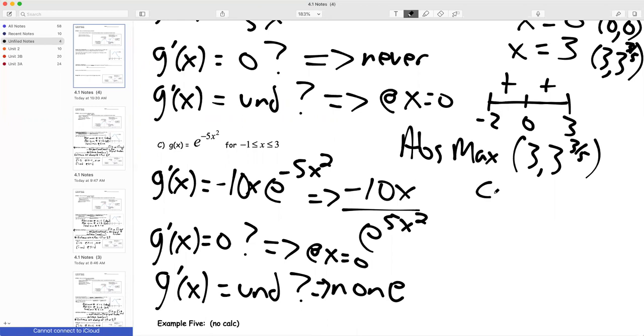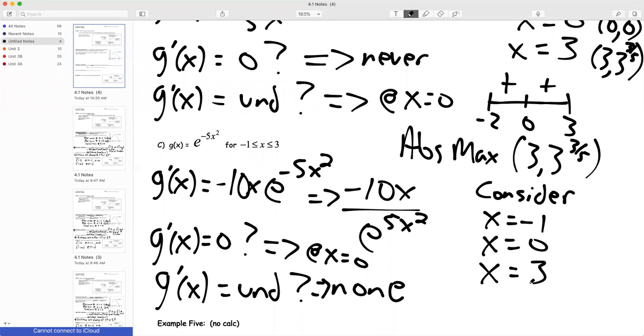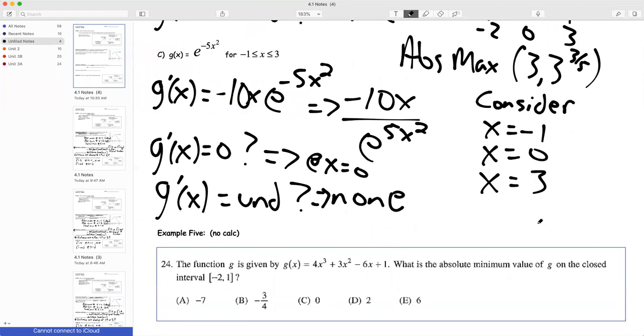So now I'm going to make my consider list, and I'm going to include the endpoints, -1, I'm going to include 0 as a potential critical point, and the other endpoint at x is equal to 3. And a sign chart here just may help to look at it. They're not asking about increasing or decreasing, but I've got -1, 0, and 3. And I would plug into the derivative here.